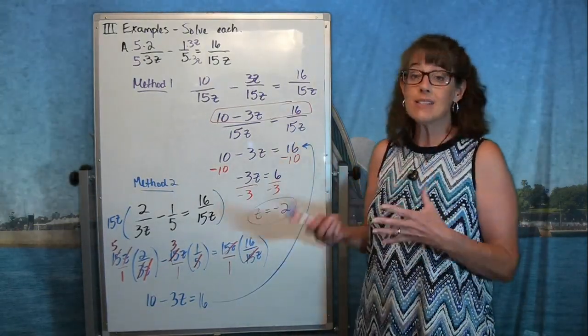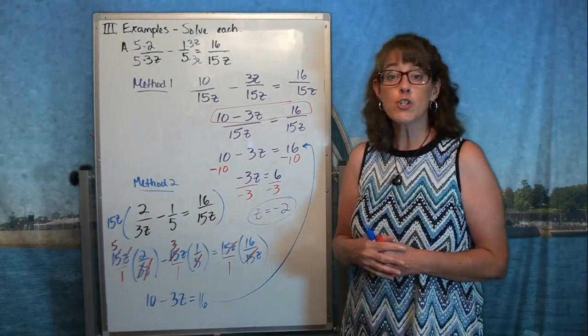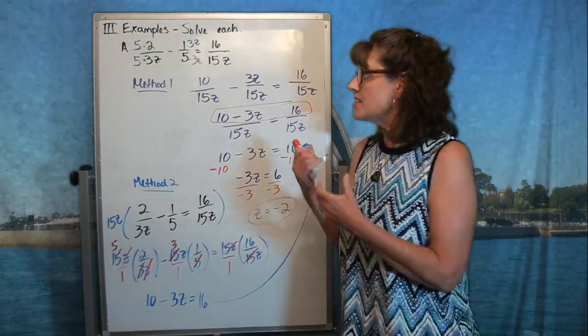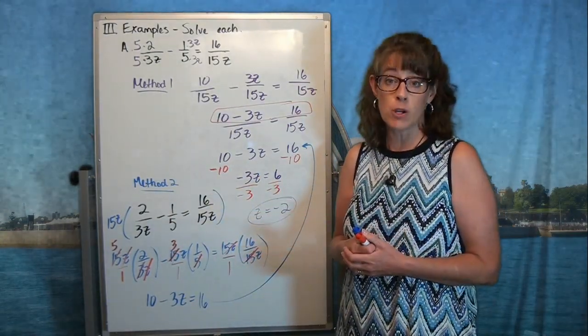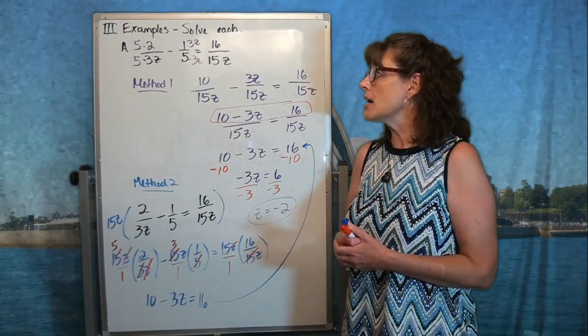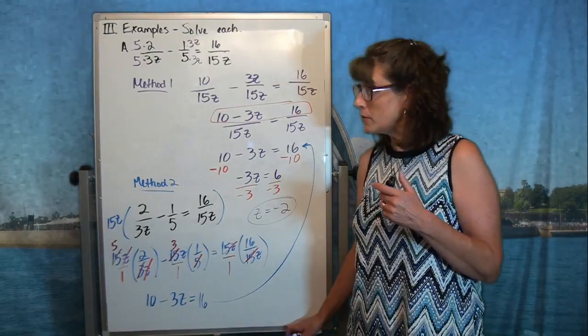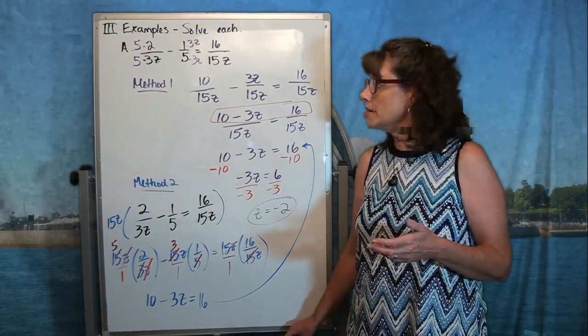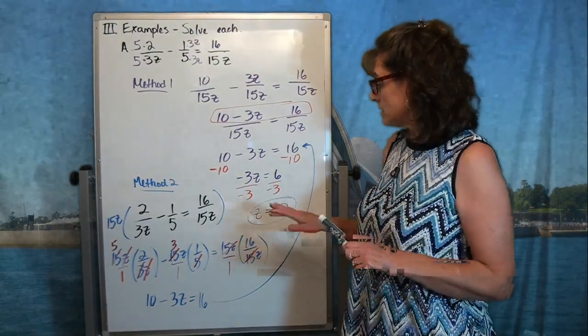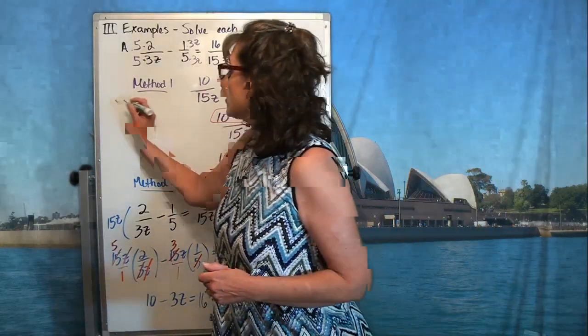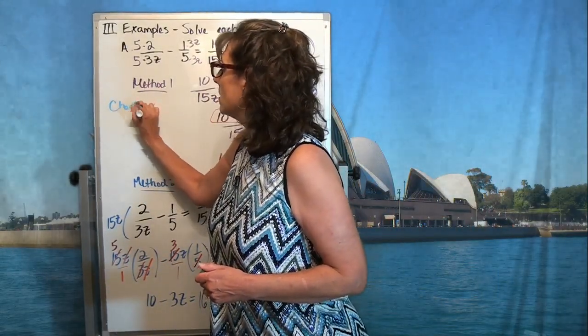So you can see that yes, method 1 and method 2 from the previous video still work here even when you have variables in the denominator. You just have to be careful about including those variables in your common denominator. Now, it is a good idea to check to make sure that my solution of -2 will work. So let's throw that check in here.